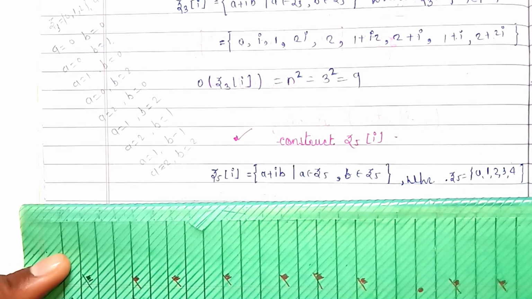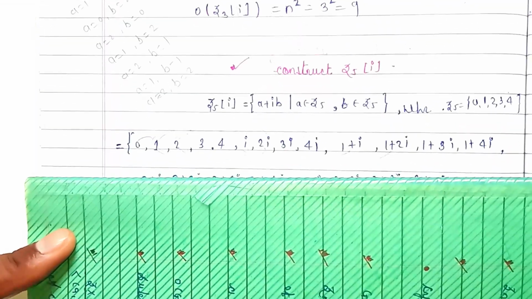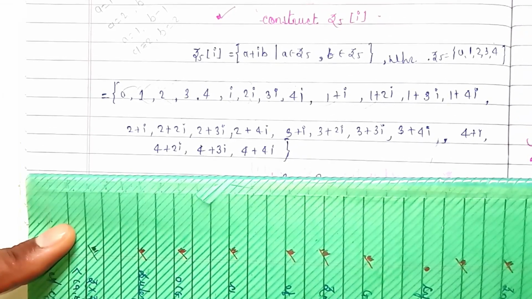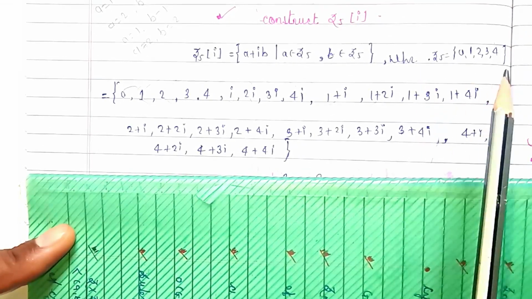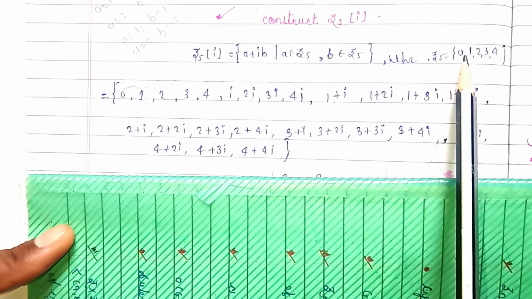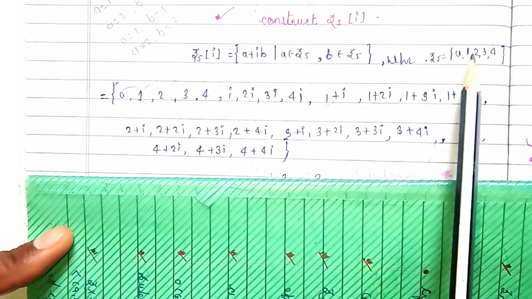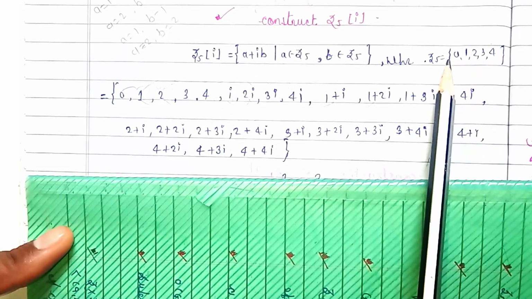Similarly you may go for Z4I. I have taken Z5I directly, since it is easier to construct Z5I. So for Z5I, the elements in Z5 are 0, 1, 2, 3, 4. These are the elements from Z5.